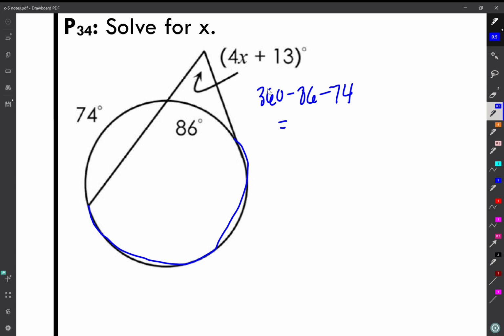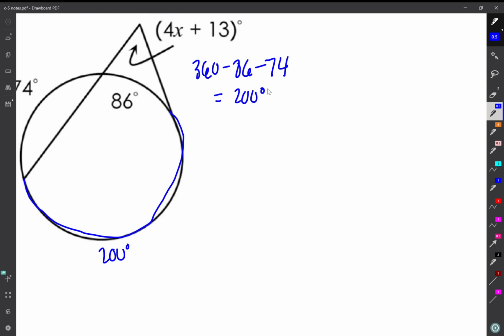360 minus 86 minus 74. That gives us 200 degrees. So we have that right here, 200 degrees. So now we'll plug into our formula and set this up. So this angle we're given, 4x plus 13, is the angle. So it goes right here.